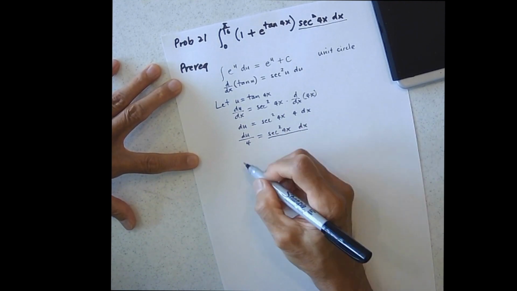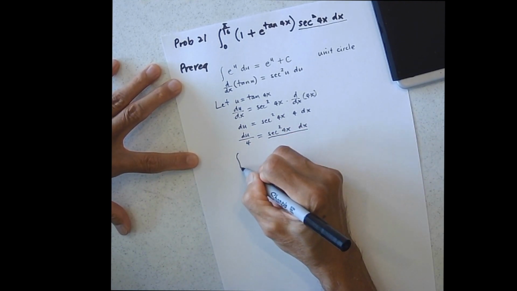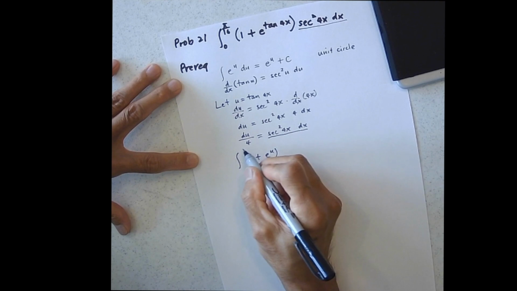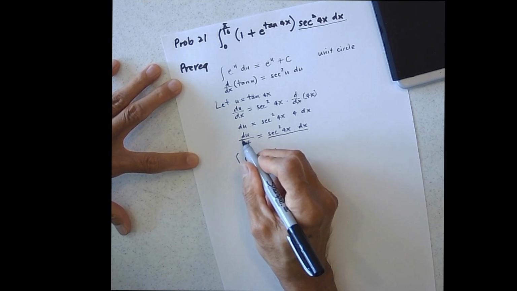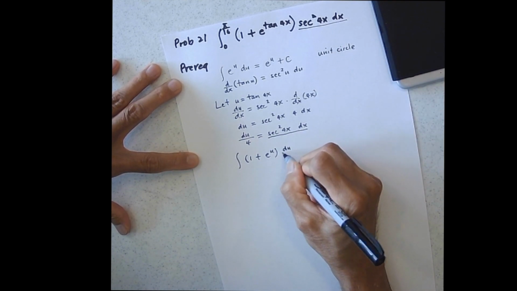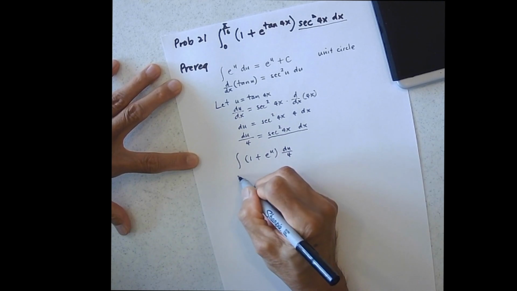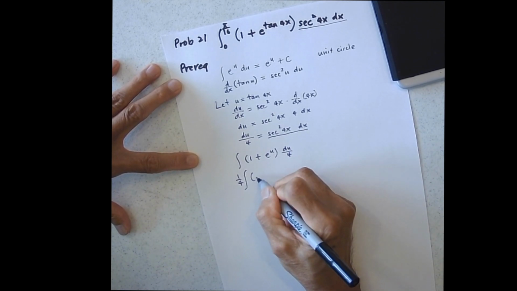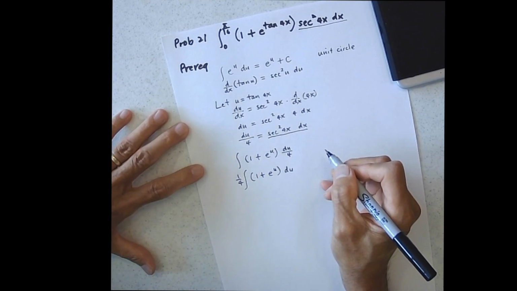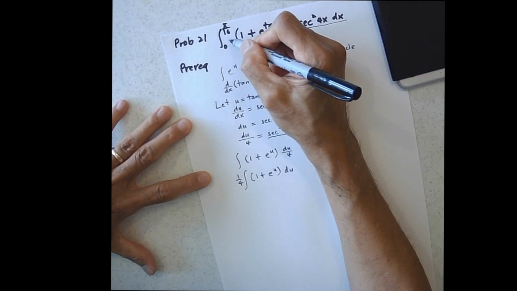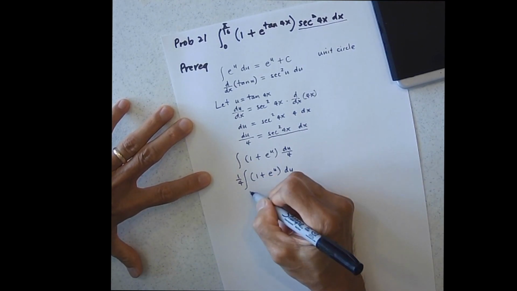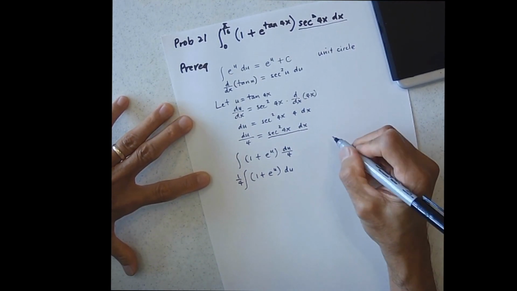Okay, so I'm going to rewrite the problem in terms of u. We have 1 plus e to the u. Now instead of simply writing du, I will put du over 4, because that's the equivalent of secant squared 4x dx, which we can move outside. So we get 1/4 times the integral of 1 plus e to the u du. Okay, if you notice, I did not put my limits here because those are the limits in terms of x. So to be able to find the limits here, we will use this thing.